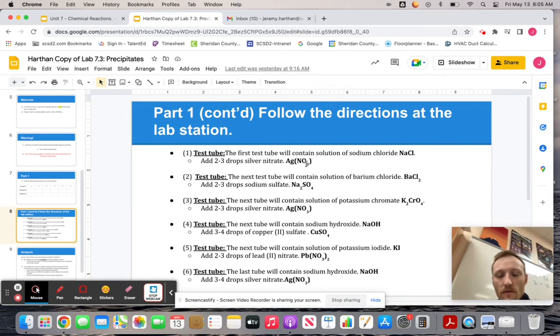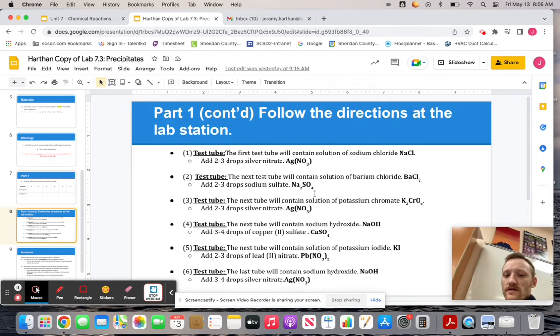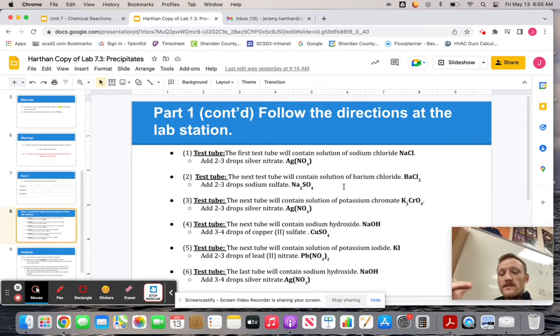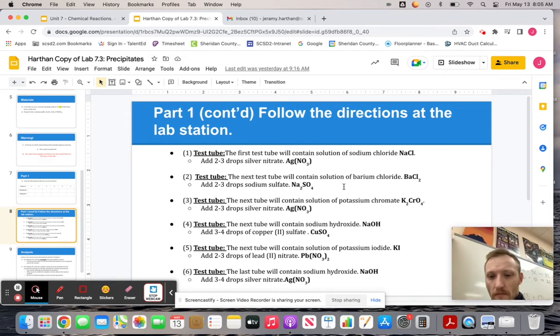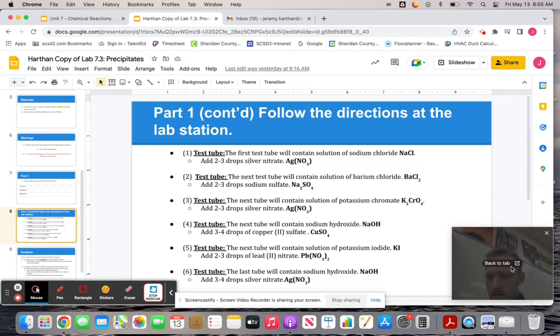We'll talk about how we get the products later. Okay, same thing, BaCl2 plus Na2SO4. So we're just going to list those out. So take a second, pause the video, make sure you have those ready to go for your analysis section. That way, when we're done, we could talk about how do we figure out what our products are going to be.